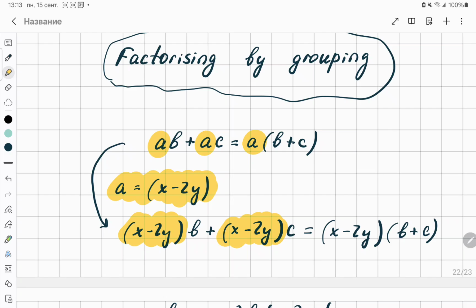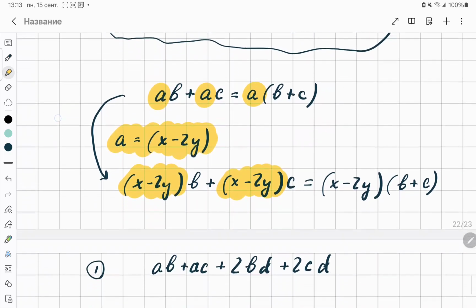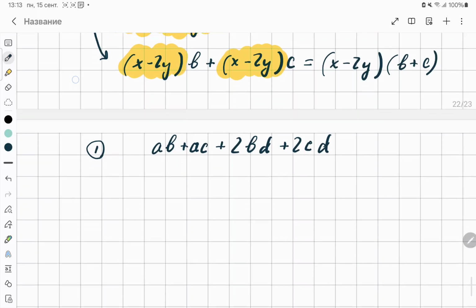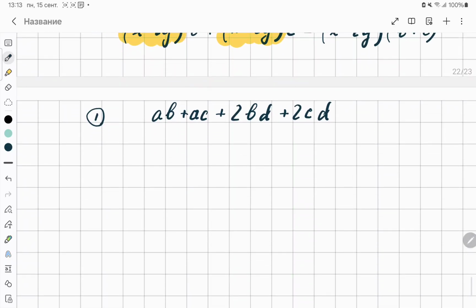Now let's look at the next example and see how it works. Here in this example we see that we have 4 terms. What if we combine terms in pairs? Let's consider the first 2 terms, and we will put them in brackets, just to see what pair we have to consider, and then we will take a out of brackets. So a (b plus c) here. And if we look at these 2 terms, we see that the common factor is 2d. So again we are taking 2d out of brackets, (b plus c).